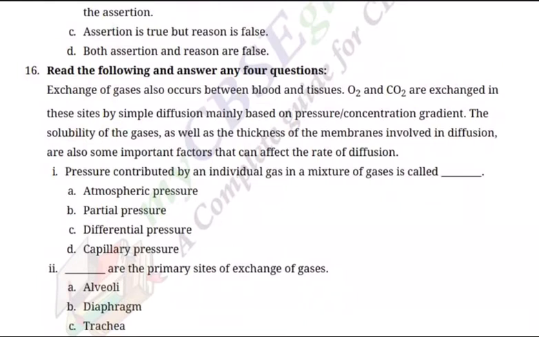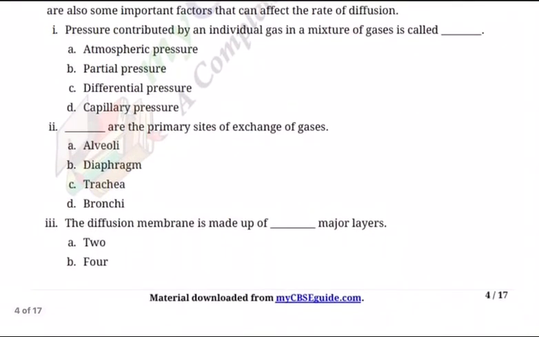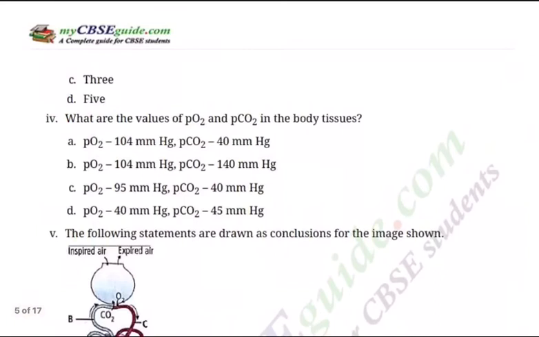Questions. 1. Pressure contributed by an individual gas in a mixture of gases is called dash. A. Atmospheric pressure, B. Partial pressure, C. Differential pressure, D. Capillary pressure. Question 2. Dash are primary sites of exchange of gases. A. Alveoli, B. Diaphragm, C. Trachea, D. Bronchi. 3. The diffusion membrane is made up of dash major layers: A. 2, B. 4, C. 3 and D. 5.